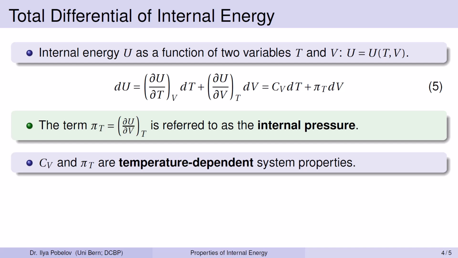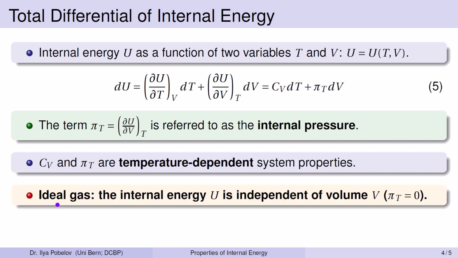In the model of an ideal gas, particles don't interact with each other due to the absence of intermolecular forces. Therefore, for an ideal gas, a change in volume alters neither the state nor the internal energy of its particles. Thus, the internal energy of an ideal gas is independent of volume. Its internal pressure is zero. The total differential of internal energy for an ideal gas is always CV times dT.